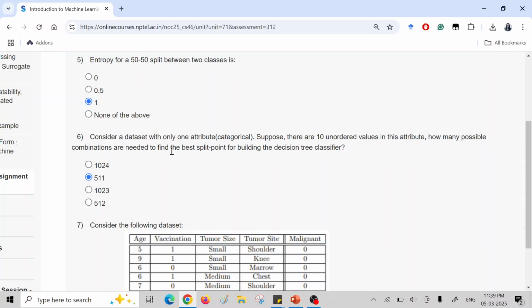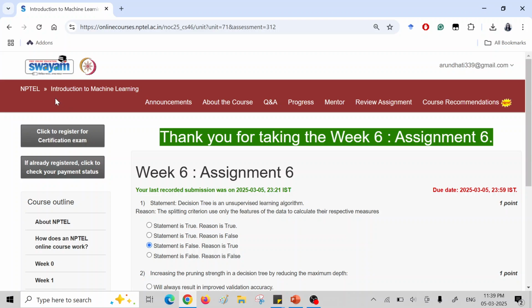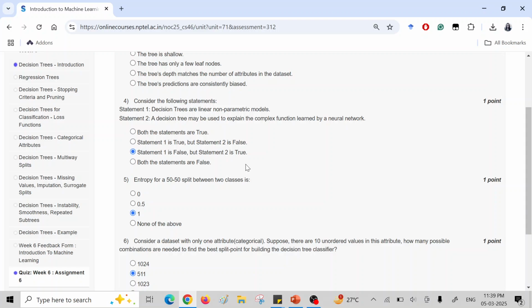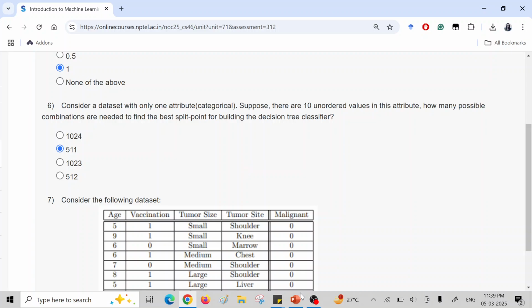Okay. So this is a standard question given in this NPTEL course Introduction to Machine Learning. This is a question from week 6. So it's a very good example. What is the question?